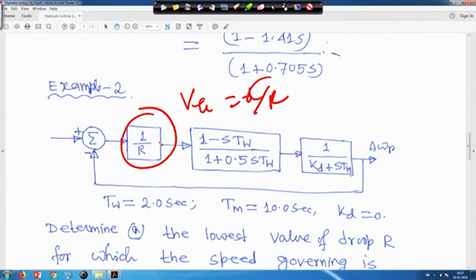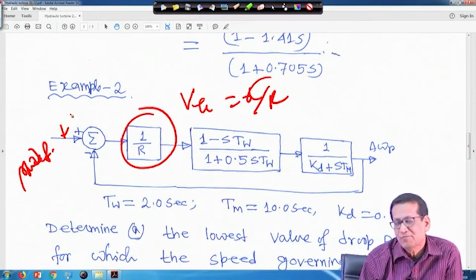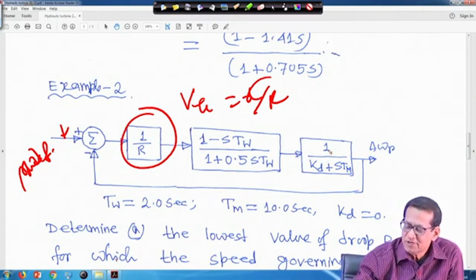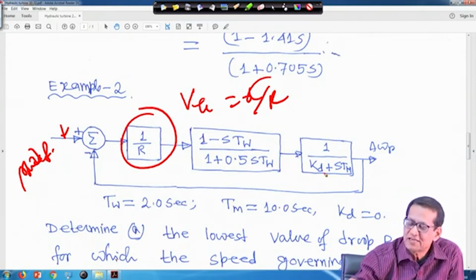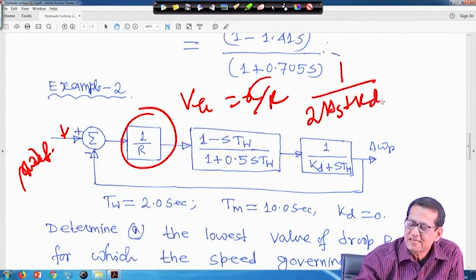So, we do not want to complicate this, we have taken the simplest one, right. And this is your speed reference. I forgot to note that this is actually the speed reference, right. And during the synchronous machine modeling, we have seen this model, we write 1 upon k d plus S T m, right. So, there also we have seen 1 upon 2 H s plus k d, right.